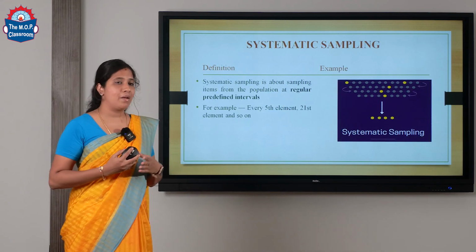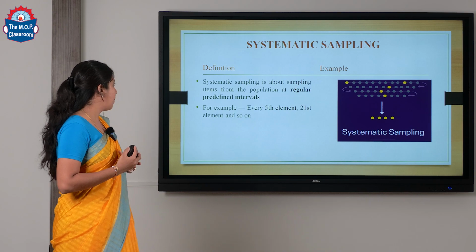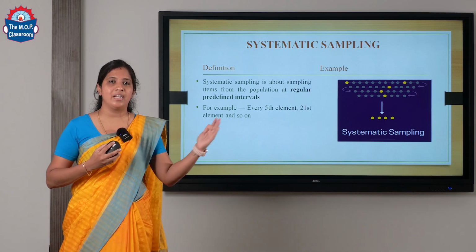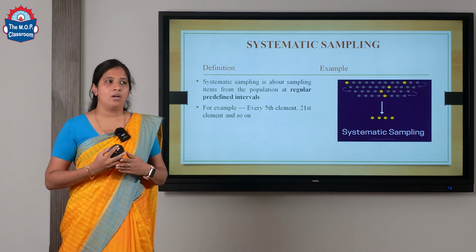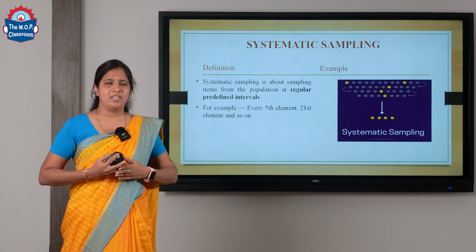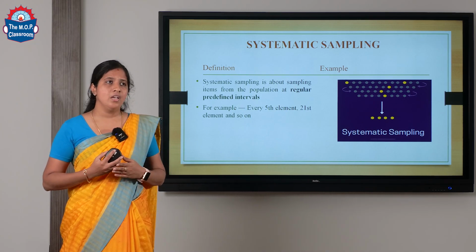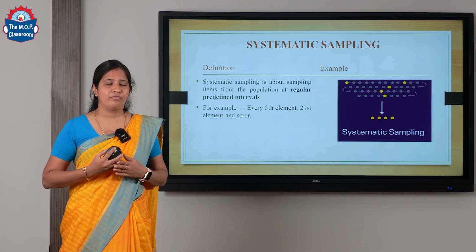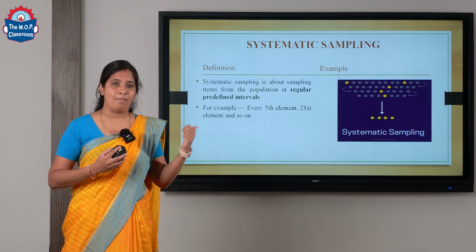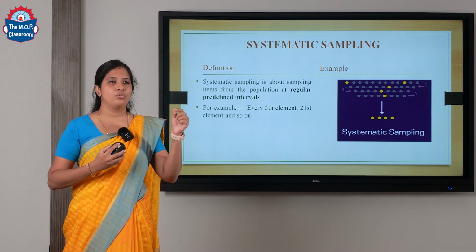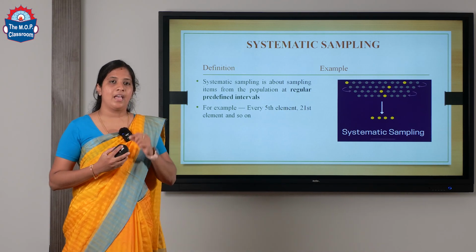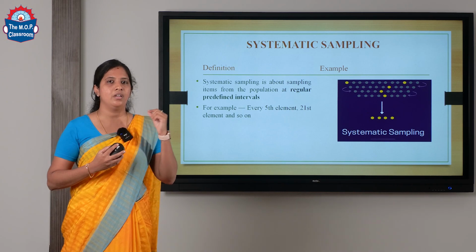So, the next one is systematic sampling. Systematic sampling is about identifying the sample at regular predefined intervals. For example, say I do my research in the Anna Nagar area. Anna Nagar has some 20 wards, okay. So, I cannot go and collect samples from all the 20 wards. So, what I can do is systematic sampling, to select the sample using predefined intervals. For example, every 5th element, every 9th element, every 12th element.